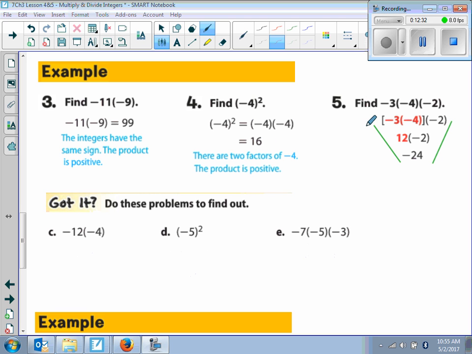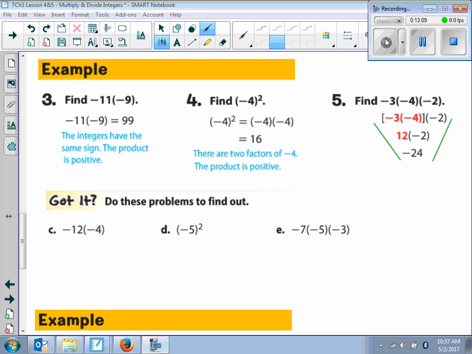Now look at number 5, example 5. Here we have negative 3 times negative 4 times negative 2. So when I multiply, I'm going to multiply the negative 3 times the negative 4 first. So negative 3 times negative 4 is what? Negative times a negative is a positive. So that's going to be a positive 12. And then I just bring down the negative 2. So positive 12 times negative 2, now it's a positive times a negative. It's a negative. Is everybody clear?